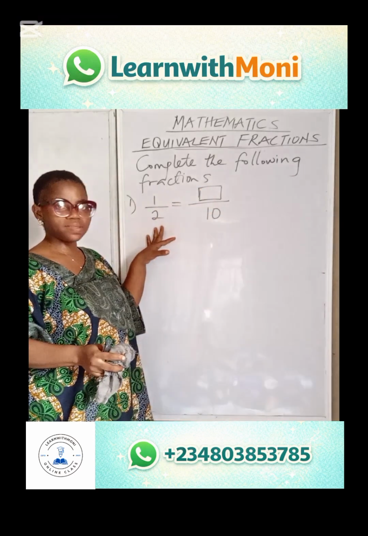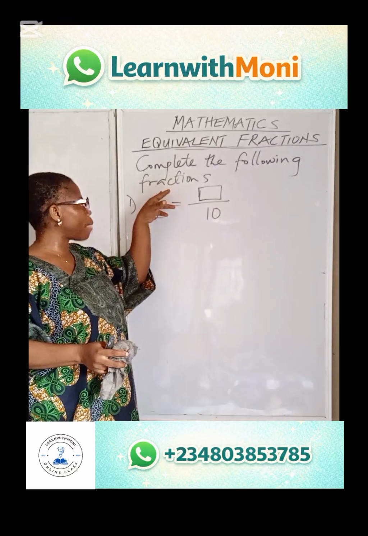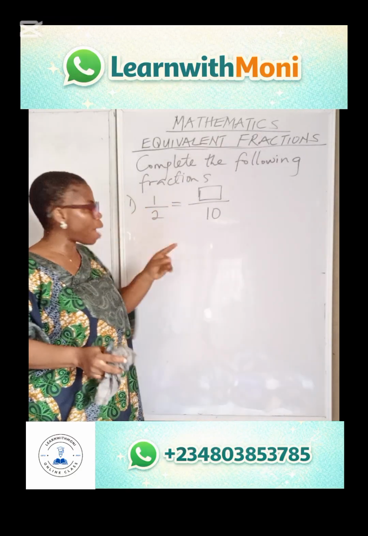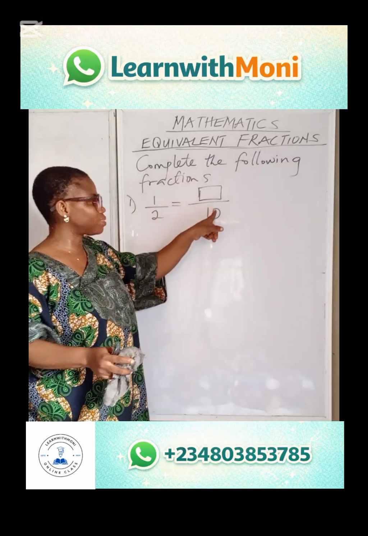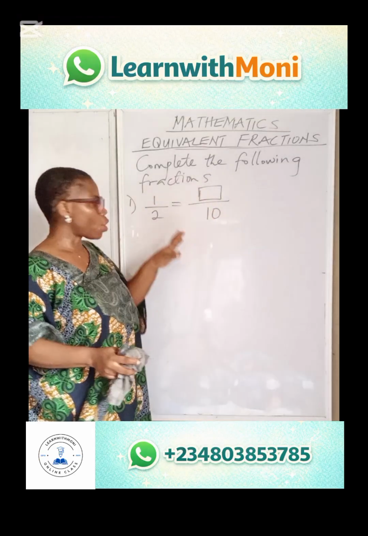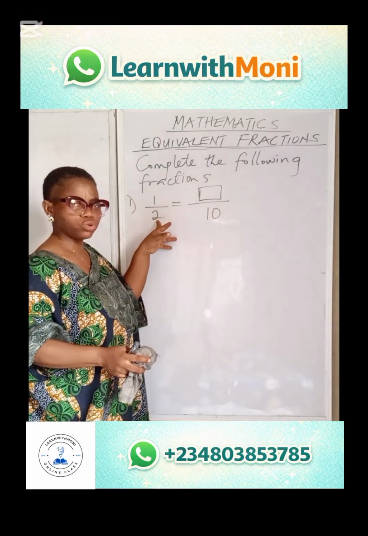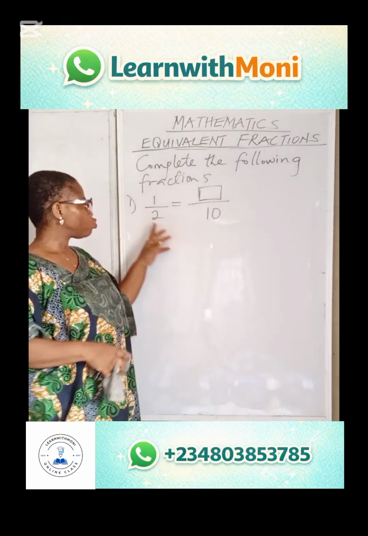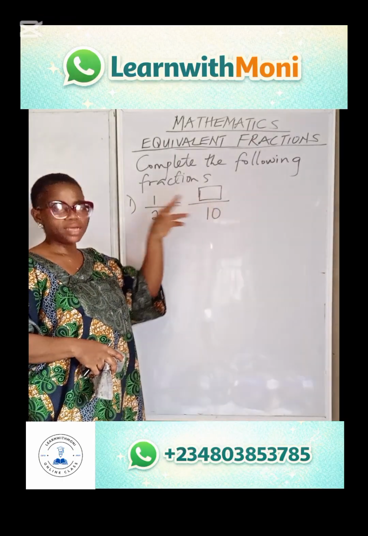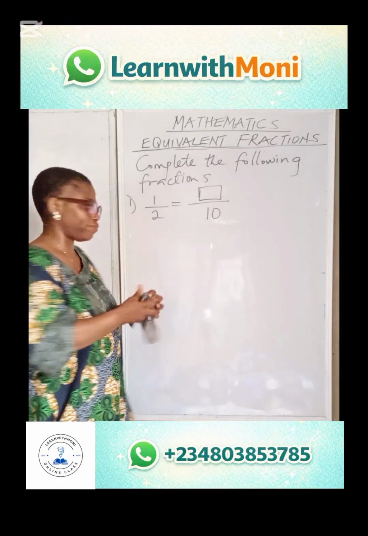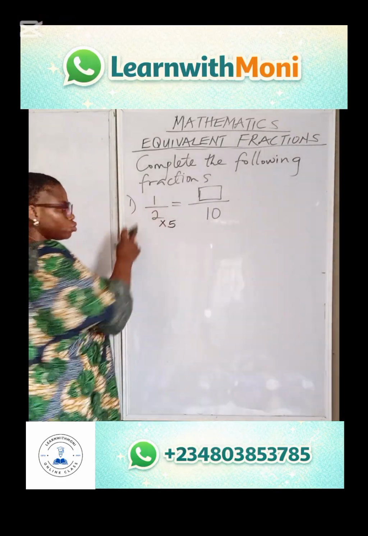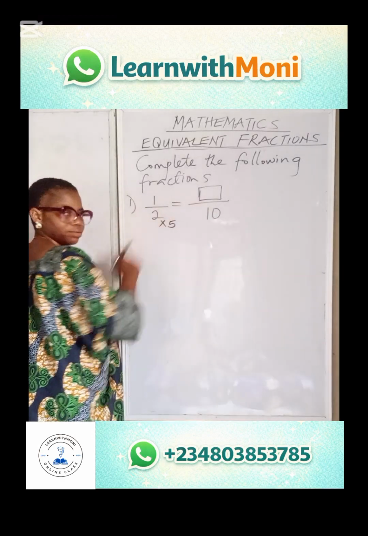What this means is that the same thing has happened to 1 and 2. But when that thing happened to 2, it made it 10. The only thing that could have happened to 2 to get it bigger is multiplication. 2 has been multiplied by a particular number, which is 5. 2 times 5 gave 10.